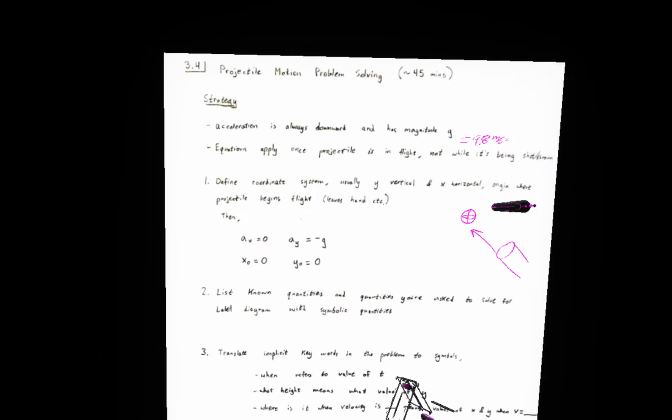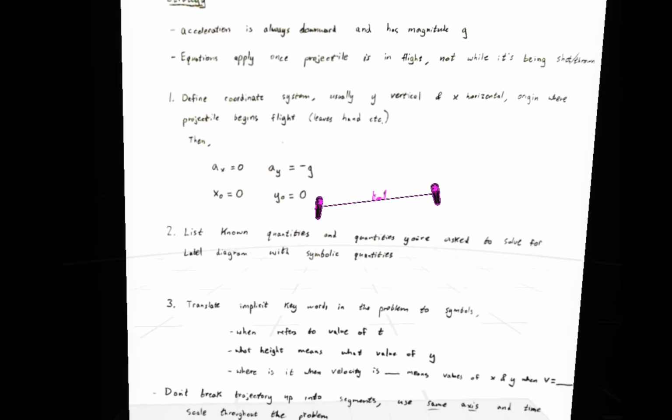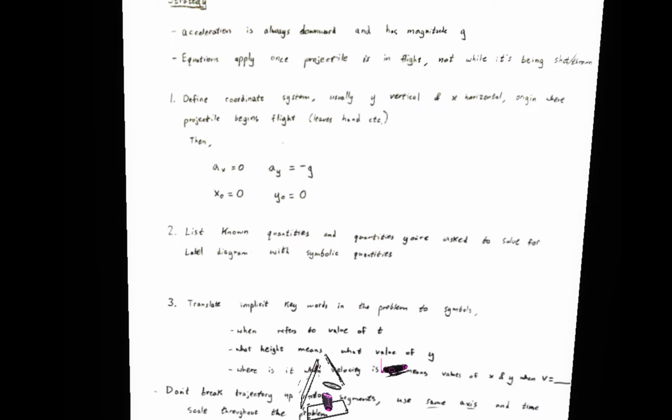So to set up the problem, I've identified 3 steps here. Step 1 is identify your coordinate system. It's largely going to be the same, but there's some problems that are weird, and we're going to look at one actually. So define your coordinate system, and this determines everything else, right? So usually you want y to be your vertical axis and x to be your horizontal axis, and you want the origin to be where the projectile becomes a projectile, where it begins its flight, right?